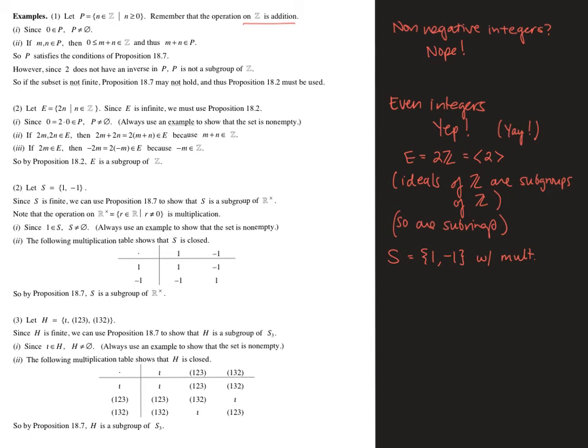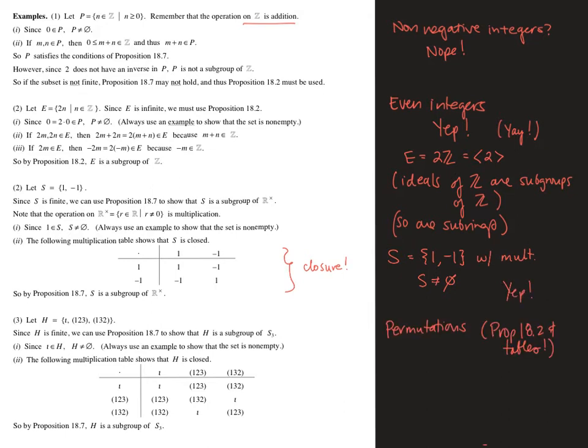The next example is a little bit different. We're taking the real numbers 1 and -1, and we're thinking of the group operation as multiplication of real numbers. This is a finite subset of the group of non-zero real numbers under multiplication, so we just need to make sure that it's non-empty. Well, great, we see two things are in it, so S is not empty. And we need to check that it's closed under multiplication, and that's what this table is doing. So this is showing closure. So we've got that this is a subgroup.